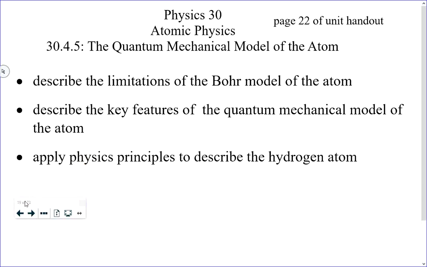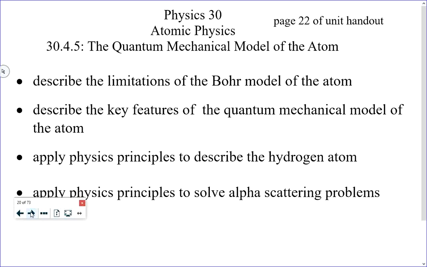And then we're going to back up and consider the Bohr model of the atom again, or the Rutherford model of the atom again, and in a couple of different situations apply physics principles to solve problems. And those problems will involve speeds of electrons in atoms, and they will involve alpha scattering. So we're going to go way back a couple of days.